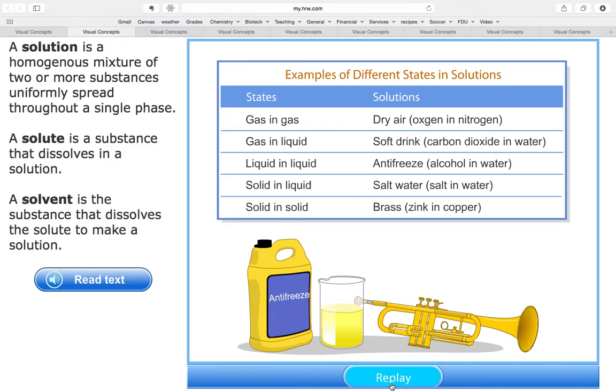So here you'll see some more examples of solutions, all right? A gas and a gas, so oxygen and nitrogen. Remember that air is mostly nitrogen. A gas and a liquid, think of carbon dioxide and water, like a soft drink. A solid and a liquid, sea salt, salt water, sugar water. This is the one that a lot of people think of. And a solid and a solid, so that's like gold. 14 karat gold is a solid mixed in a solid.